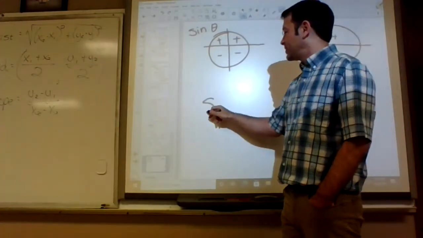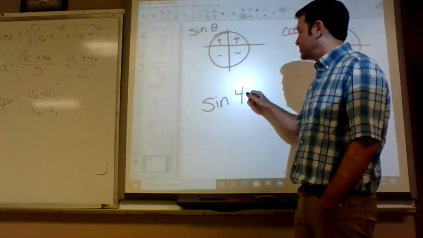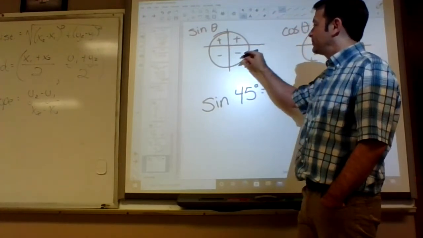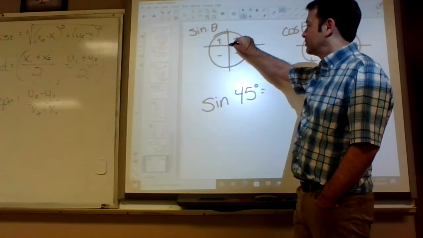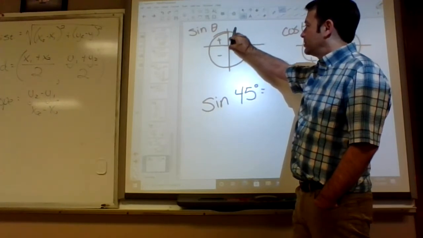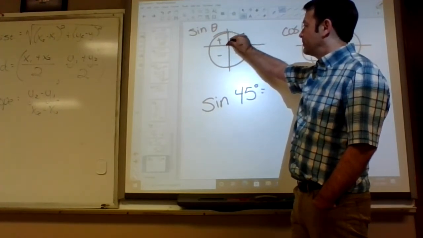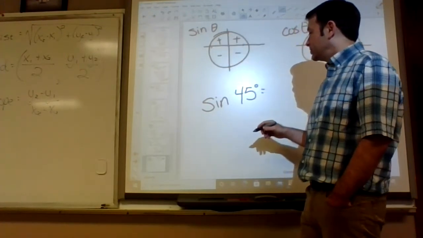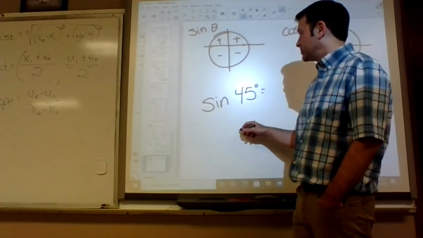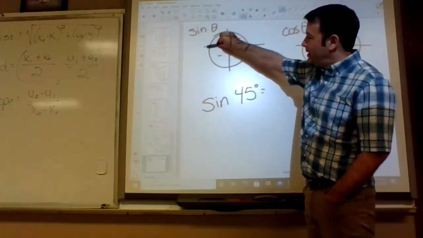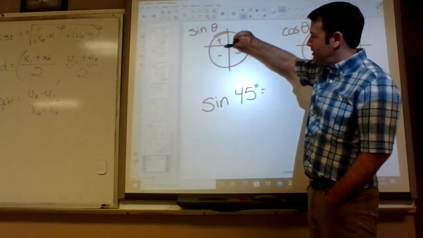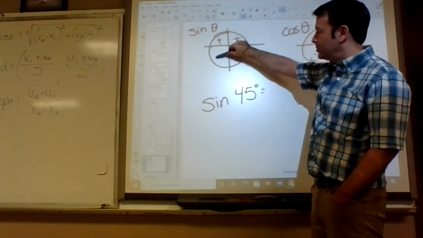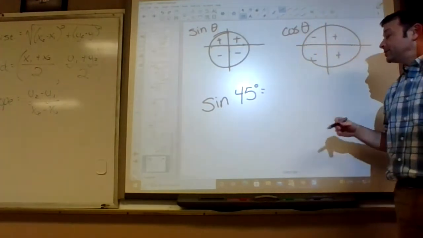So if I said sine of 45 degrees, I might not know what that is at the second, but is that going to be positive or negative? Well, where's 45 degrees going to be in our circle? Right there, because 90 is there, so 45 would be positive. Anything between 0 and 180 is positive. Anything between 180 and 360, so it could be 359, 181, anything in between there is going to be negative on the sine.